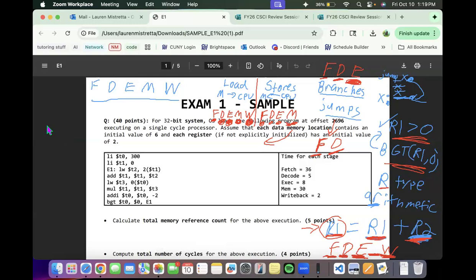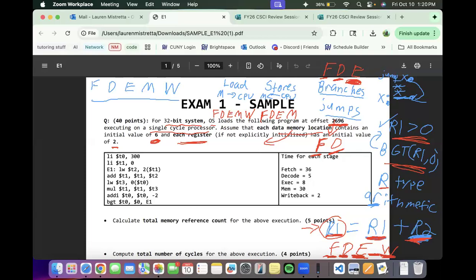We have over here: for a 32-bit system, the operating system loads the following program at offset 2696, executing on a single cycle processor. Assume that each data memory location contains an initial value of 6, and each register, if not explicitly initialized, has an initial value of 2. Okay, got a lot of information here. So how do we interpret this?